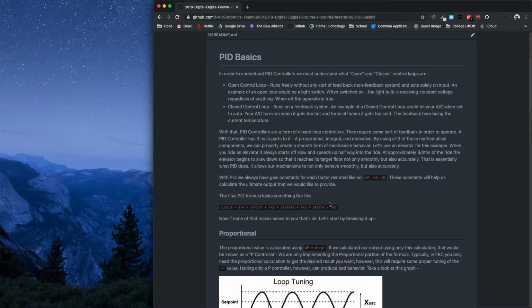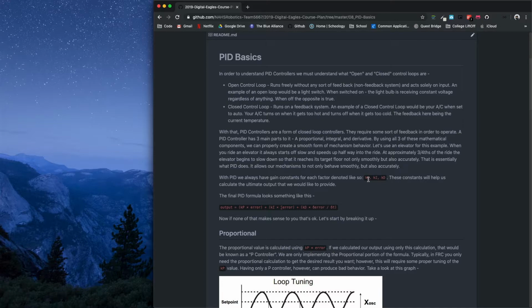So basically, what PID controllers look like mathematically, at least, is this right here. So we have this output, right? The way we get the output is by having these gains. And these gains are essentially constants. They don't change, they're tuned.